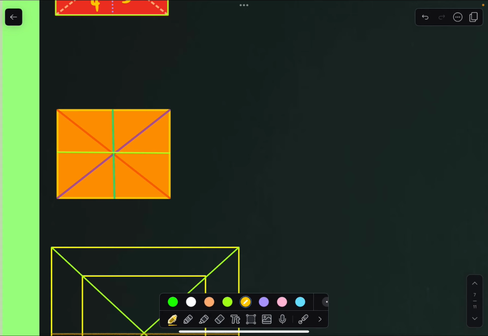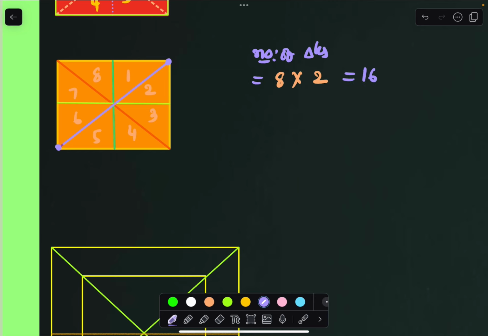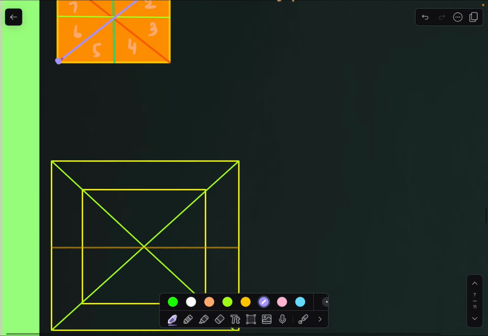And see here also, in this figure case also. The total number of blocks equal to how much? Because of the diagonals and lines, the total number of blocks we can count: 1 2 3 4 5 6 7 8. And the total number of diagonals how much? 2 diagonals. Diagonal means what? By joining opposite vertices only we get a diagonal. This is one diagonal, that is one diagonal. Clear? So 2 diagonals only. The number of triangles, totally 8 into 2, we will get 16 triangles in total. So in this way we can calculate.